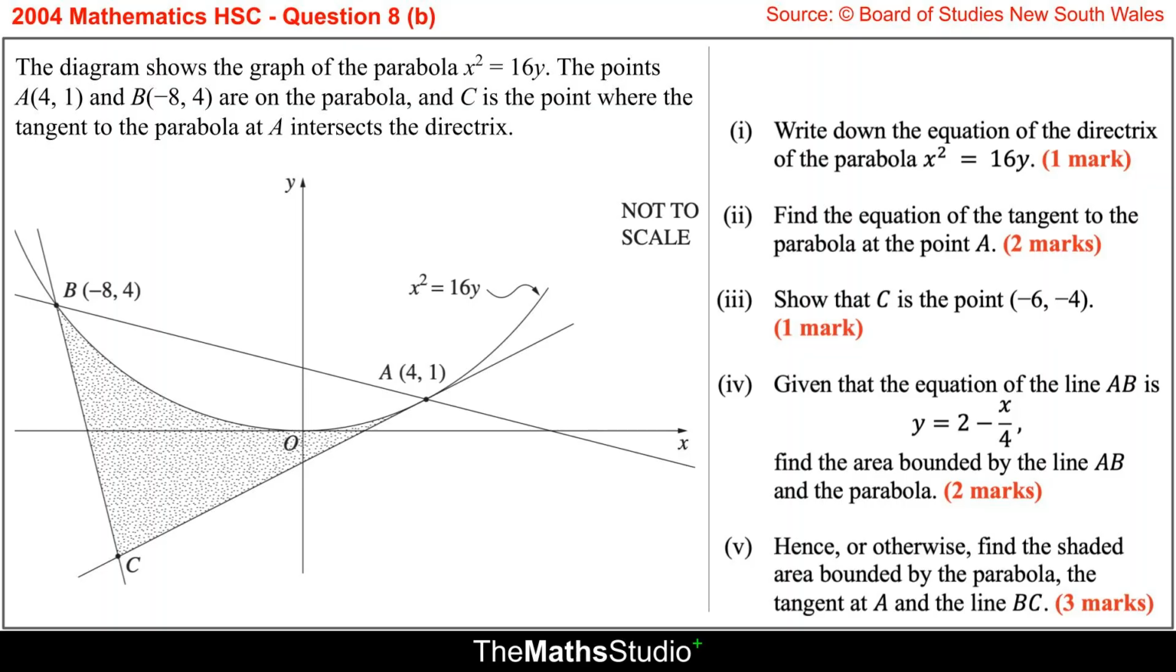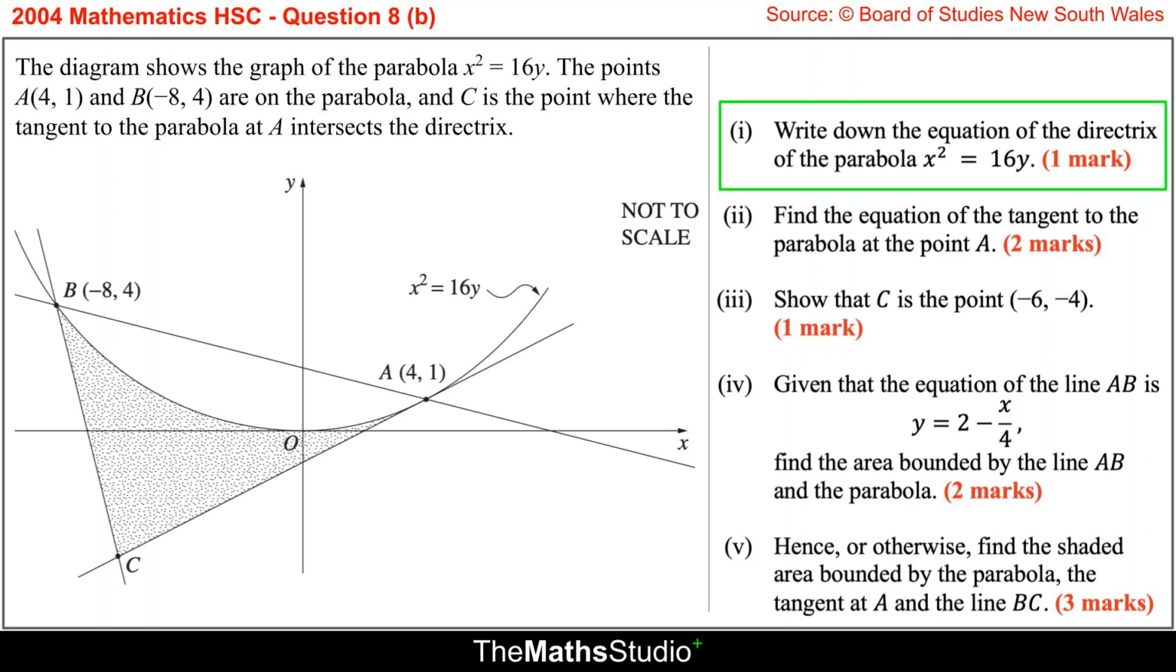Question 8, Part B. The diagram shows the graph of the parabola x squared equals 16y. The points A (4, 1) and B (-8, 4) are on the parabola, and C is the point where the tangent to the parabola at A intersects the directrix.